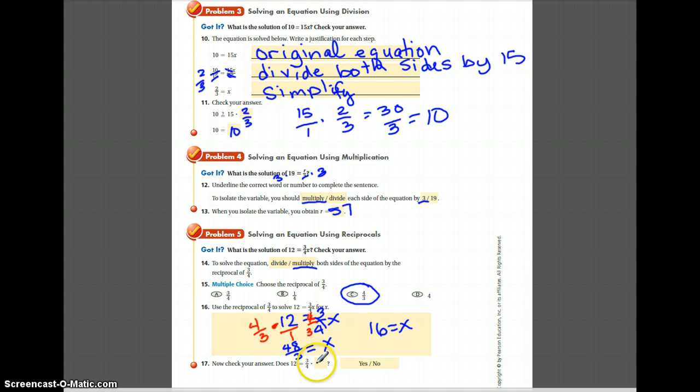Now check your answer. 3/4 times 16, is that equal to 12? Check it over here. 3/4 times 16 over 1 is going to be 48 over 4, which is 12. So it works.